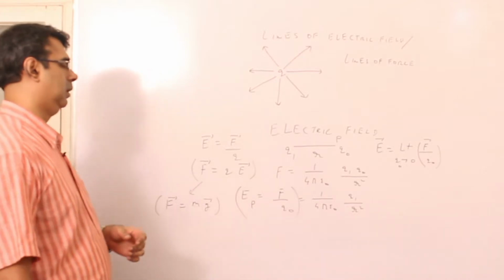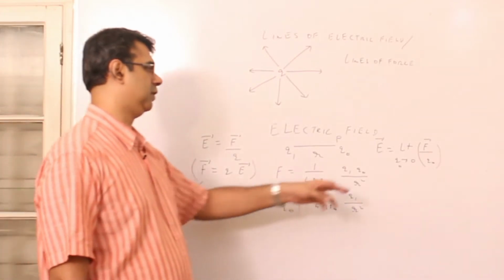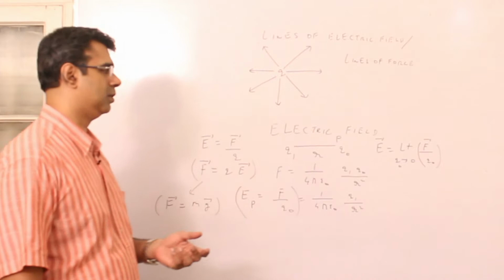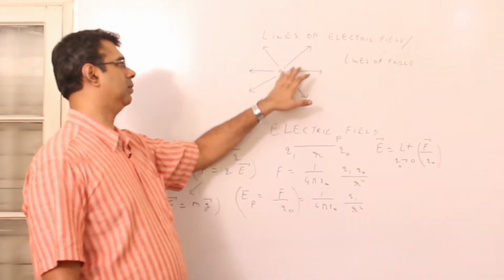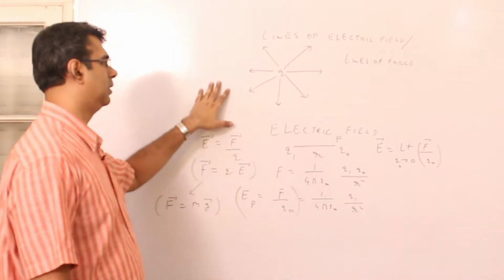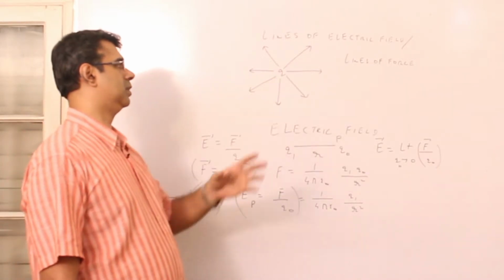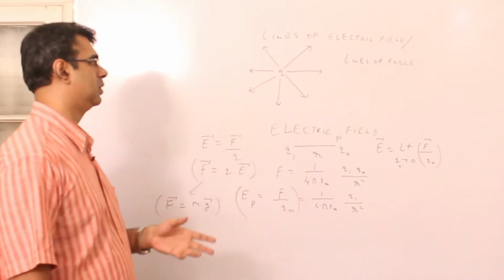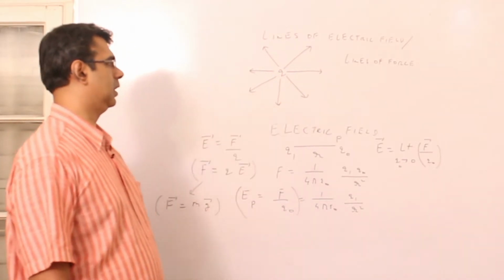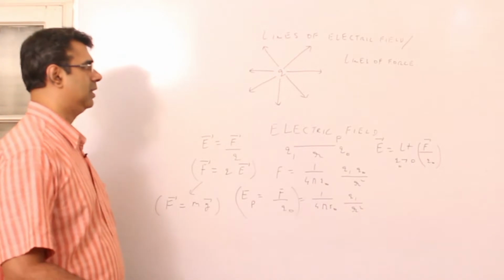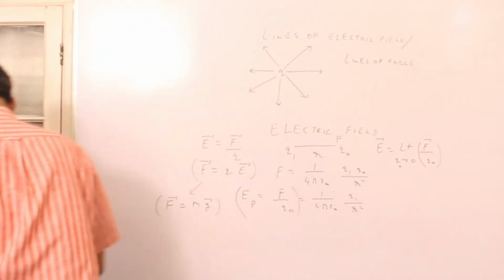Like I said, the actual definition of a test charge is that it should be of as small a magnitude as possible, but at this point in time we just need to know the direction of electric field. So we'll just say that if you place a positive test charge, then the force on that will be directed along these arrows. So these are called lines of force or lines of electric field.